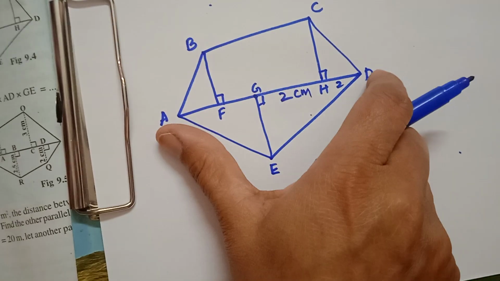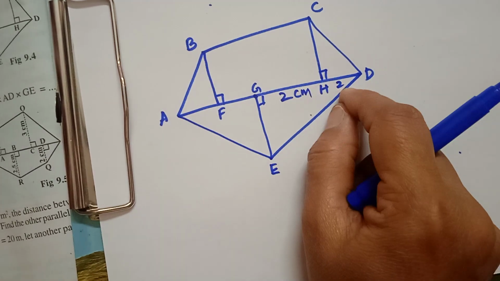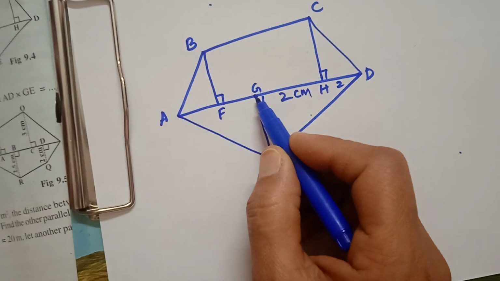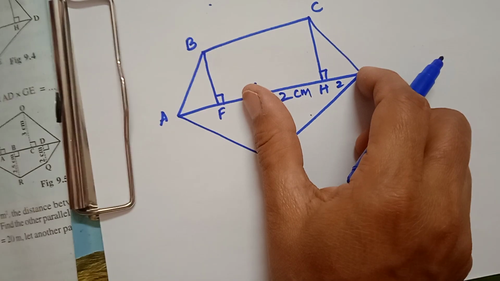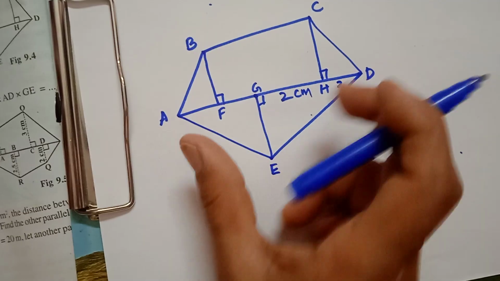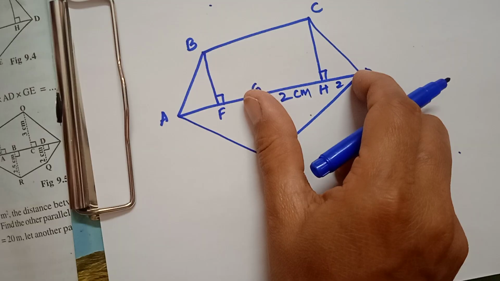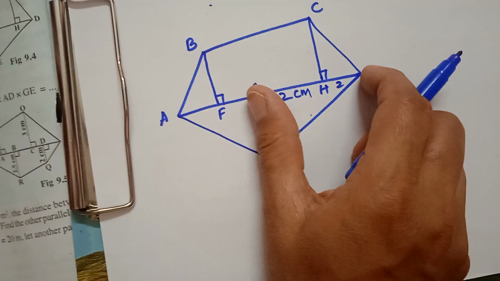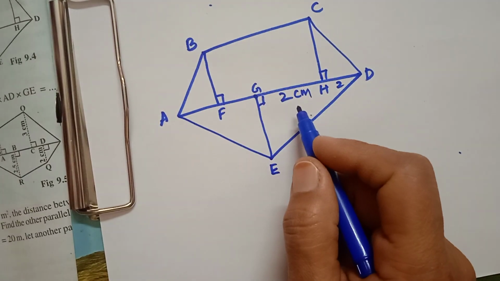AD is 8 centimeter, AH is 6 centimeter, they told. So HD is 2 centimeter because 8 minus 6 will give you 2. Now they have told AG is 4 centimeter. AG 4 centimeter means GD is 4 centimeter because they have already told total AD is 8 centimeter. 8 minus AG, 8 minus 4 will give you the remaining GD as 4 centimeter. Now we have found out already that HD is 2 centimeter. If this is total 4 centimeter and this is 2 centimeter, remaining this part is 2 centimeter.